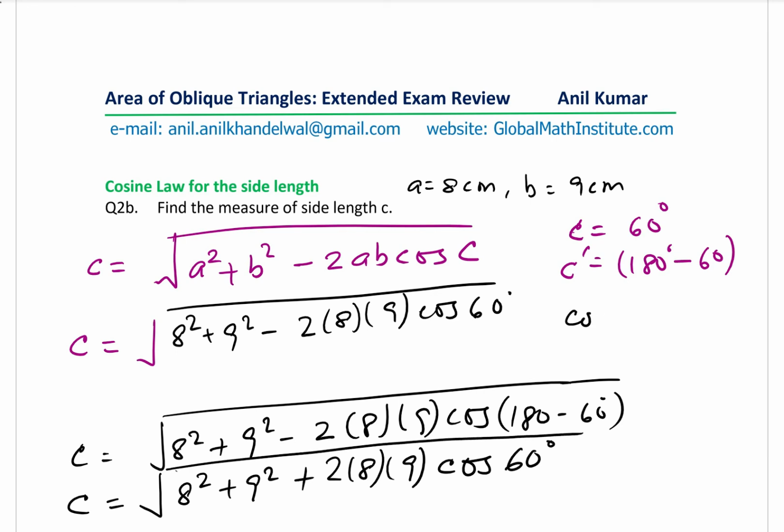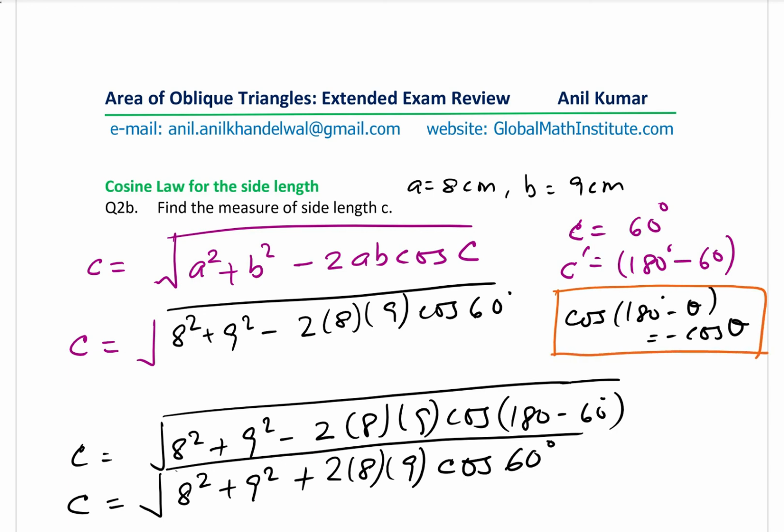since cos of 180 degrees minus theta equals minus cos theta. Now because of that, we can write this particular relation. Correct? So basically it is plus and minus of this particular sign here. Is that correct? Now based on this, let's do our calculations and find the answer.